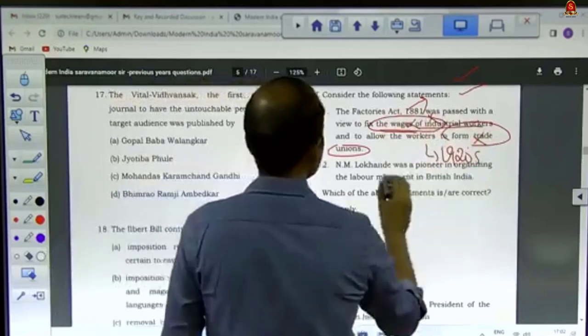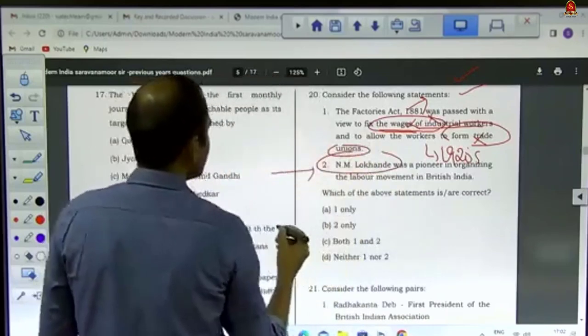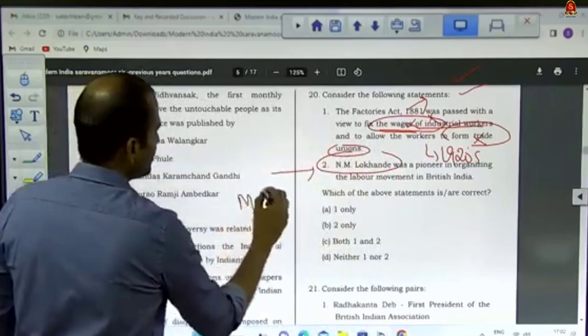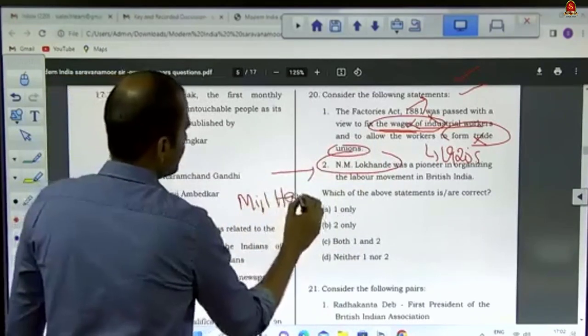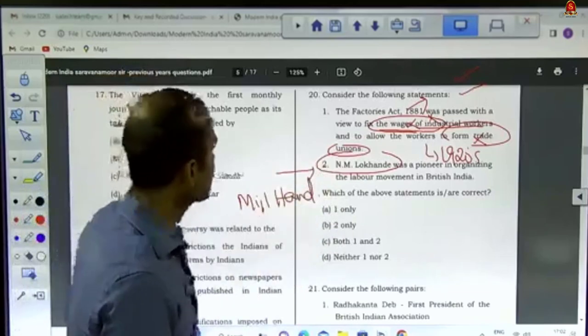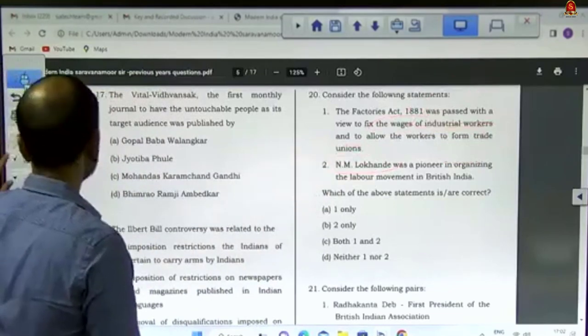Narayan Meghaji Lokhande was the pioneer, yes. He was the first to start a labor movement. What is the labor movement's name? Bombay Mill Hands Association. This is an expected question. Again, these kinds of questions may resurface.